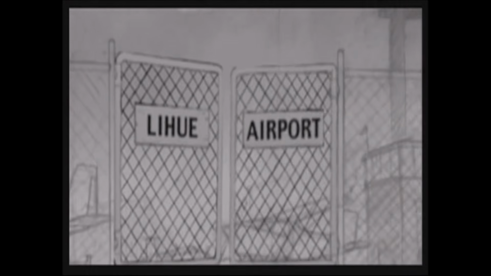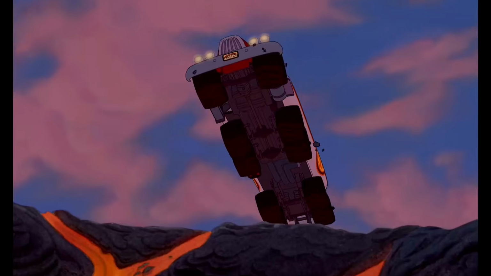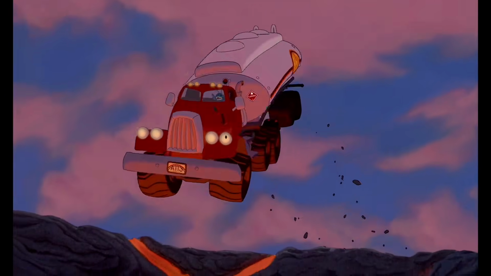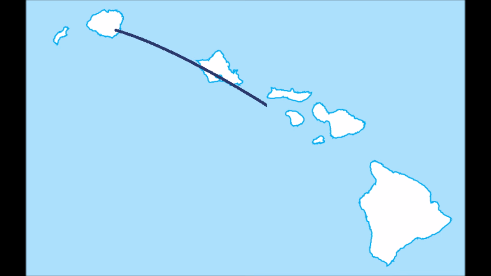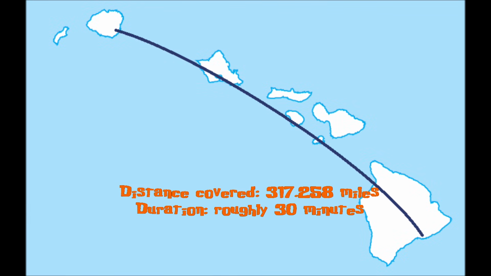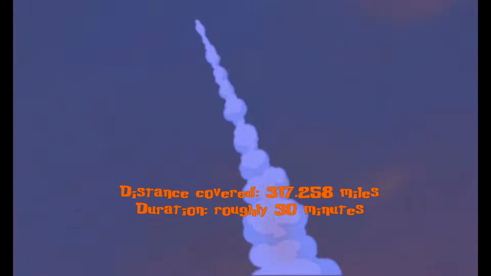On a small side note, the chase at the end of the film starts at Lihue Airport on Kauai's South Shore and ends above Kilauea on the Big Island. The overall distance between Lihue Airport and Kilauea is 317 miles, so this means that the chase in the climax of the first film lasts just over 30 minutes.